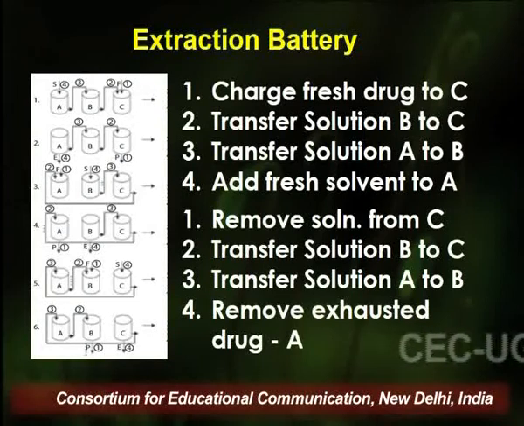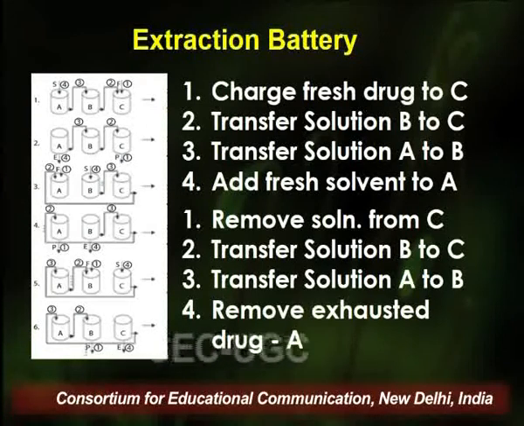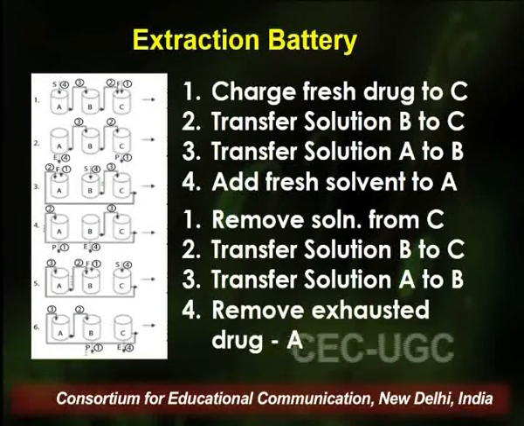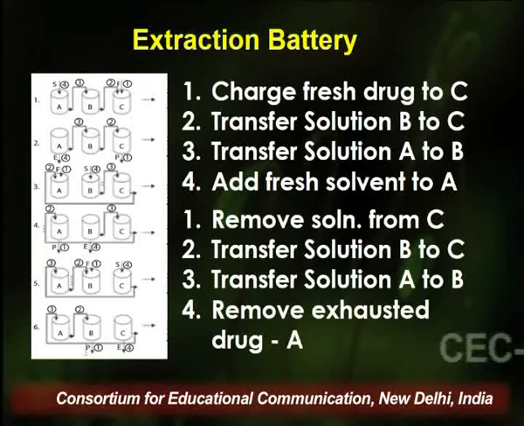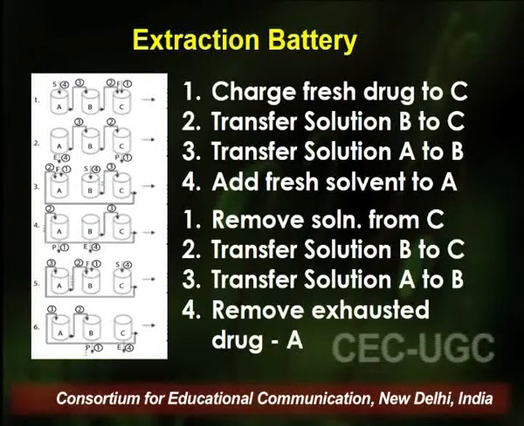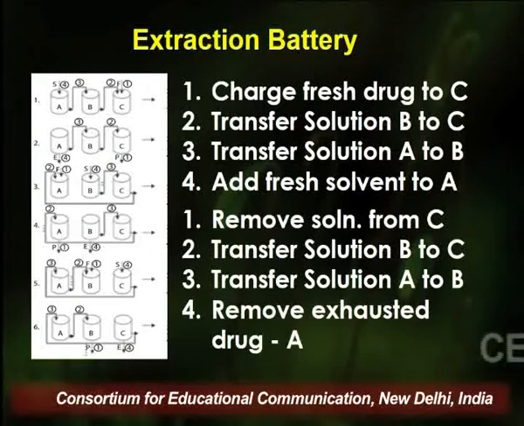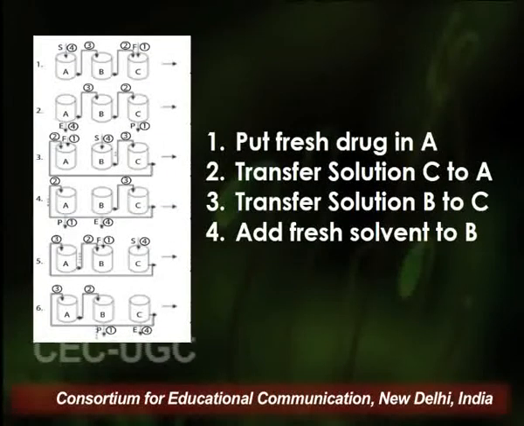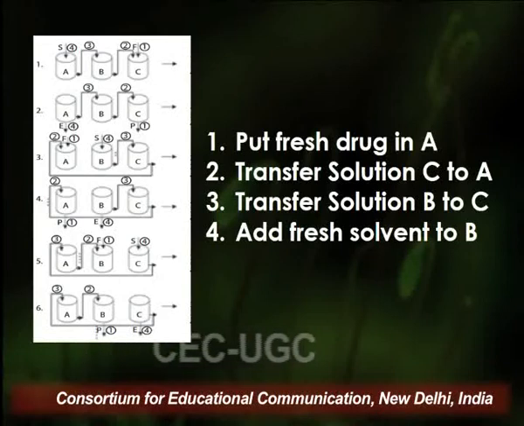Then we will transfer the solvent from B to C and the solvent from container A to container B. Mind you, the drug material present in container A has already been extracted by 2 maceration processes. So the drug present in A is now completely exhausted, and we will remove the drug material from container A. Then we will charge container A with the fresh drug.